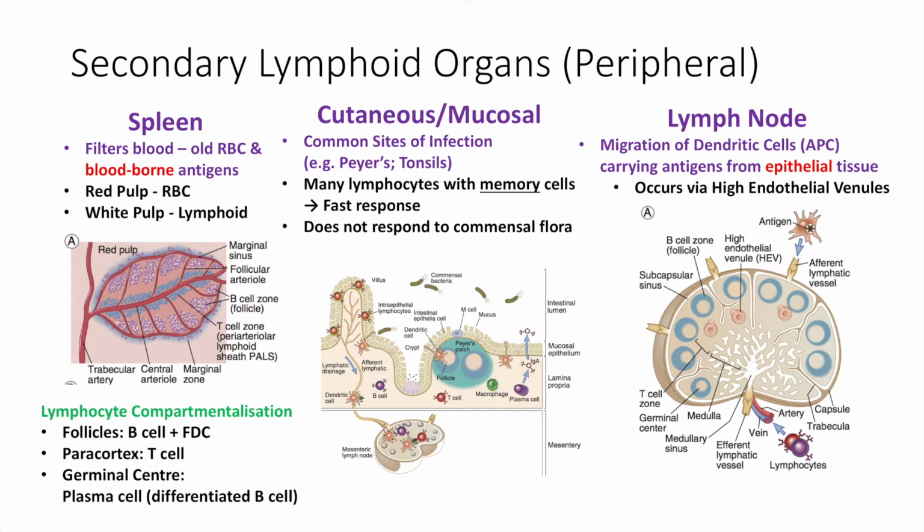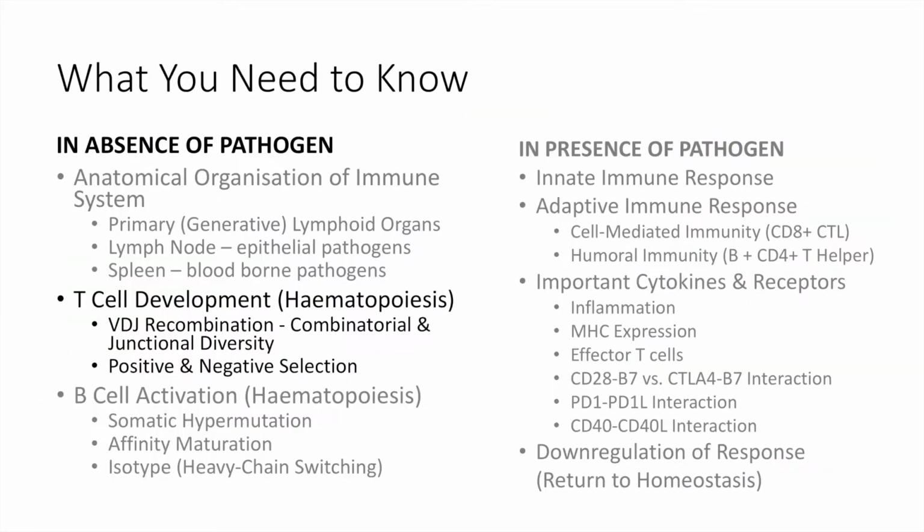Importantly, on the bottom left-hand corner, you must recall the compartmentalization of lymphocytes within each of these lymphoid organs. Remember that lymphoid organs are organized into follicles, and within the follicles, you'll find your B cells and your follicular dendritic cells. In the paracortical regions, you'll find your T cells, which will present the antigens to the B cells, and then you will also have the germinal center within the follicle, which is where B cells differentiate into plasma cells. Please review histology for this.